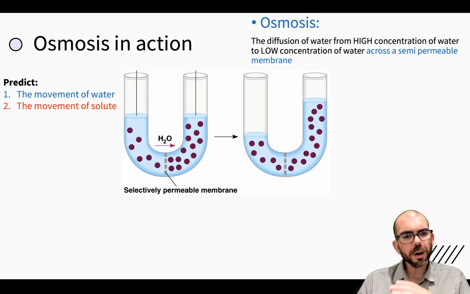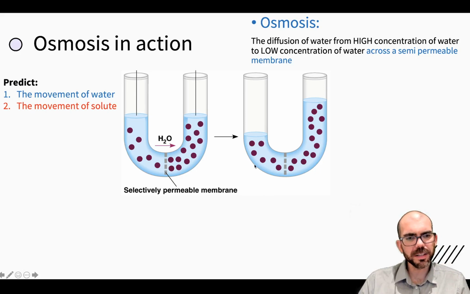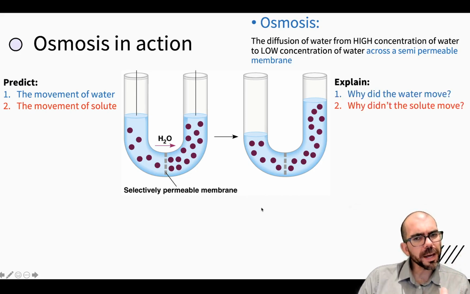Interesting. So water moved to the right, and now you can see there's dramatically more water. The water on that side of the tube is moving up. But the solute, I have 1, 2, 3, 4, 5, 6 on the left side here, and 1, 2, 3, 4, 5, 6. Solute didn't move at all. Would you be able to explain this?